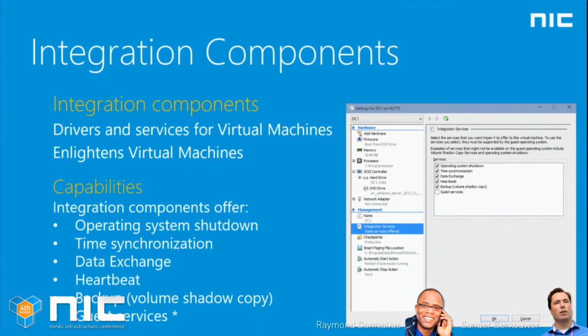So it's the operating system shutdown, which is kind of useful. Time synchronization, which is essential for virtual domain controllers. So whatever you do, don't turn that one off. Then there's data exchange. Do we really want that? That would be a good candidate to disable. Heartbeat, we do want that. And backup for volume shadow copies. You could argue about that.